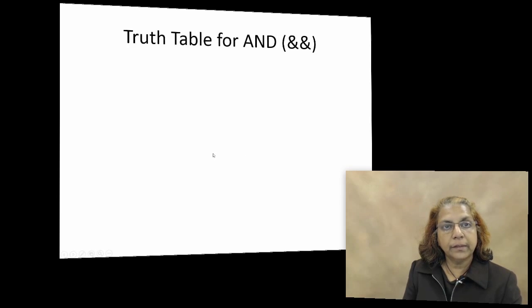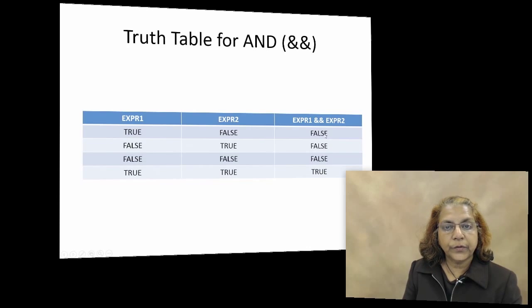Let's look at the truth table for and. If expression 1 is true and expression 2 is false, then expression 1 and expression 2 would be false. Similarly, false and true would be false. False and false would be false. True and true would be true. So, only when both expressions are true, the expression 1 and expression 2 would be true. Otherwise, the combined expression would be false.